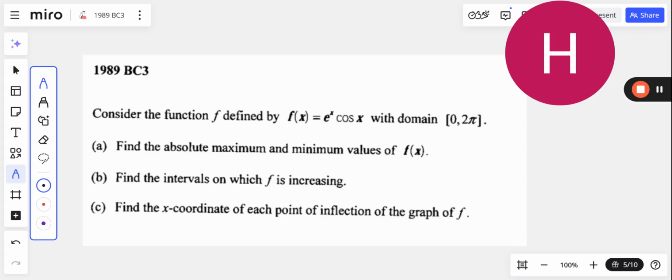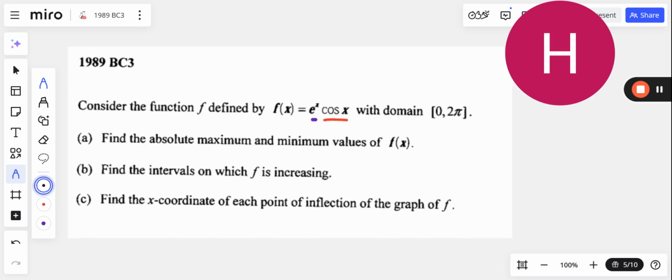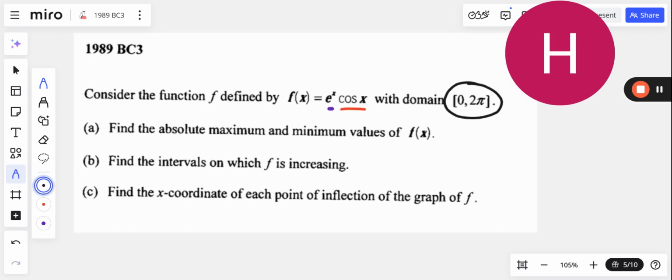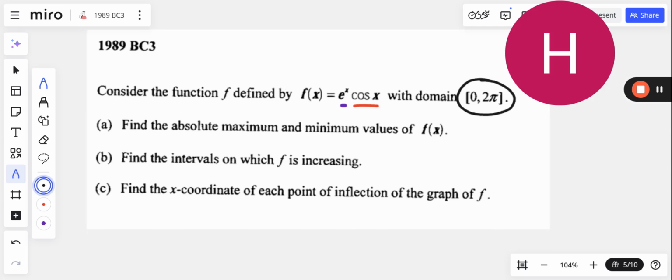So consider the function defined by f of x equals e to the x times cosine of x. So we have a product of two functions, and we're also given a domain, closed interval. So we can ask questions about absolute maximums or minimums with that kind of thing. In fact, here we go. Part A, find the absolute maximum and minimum values of f of x.